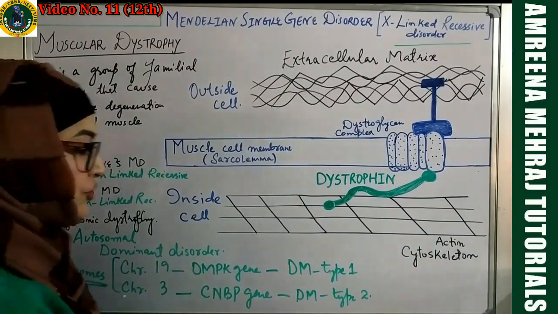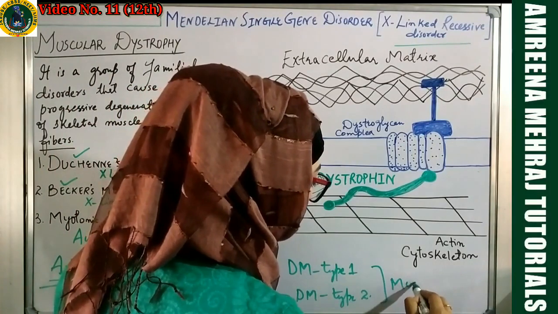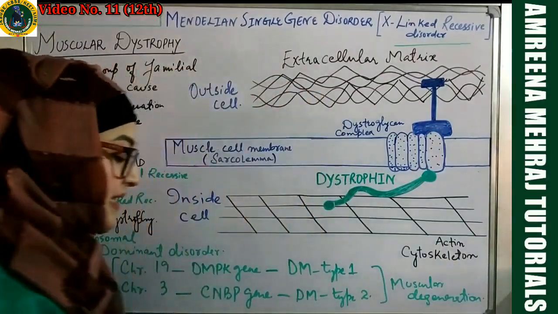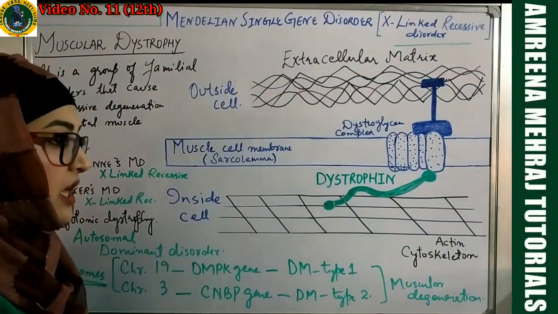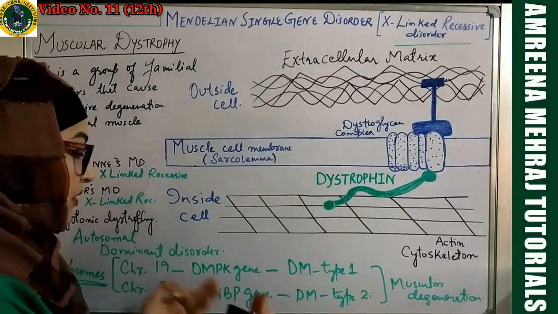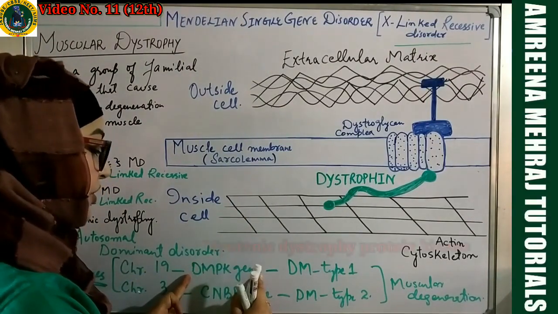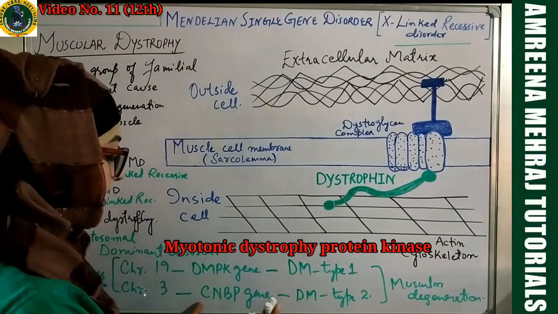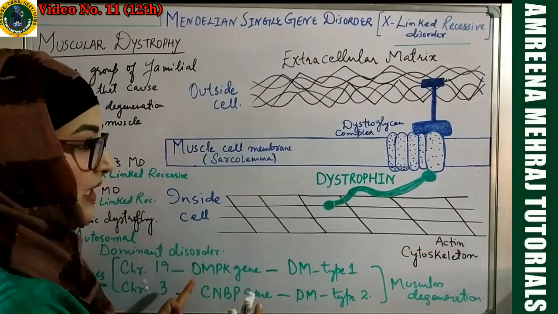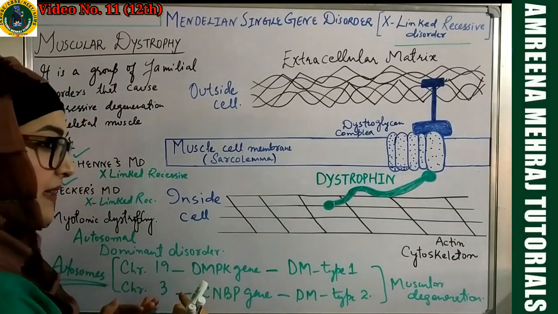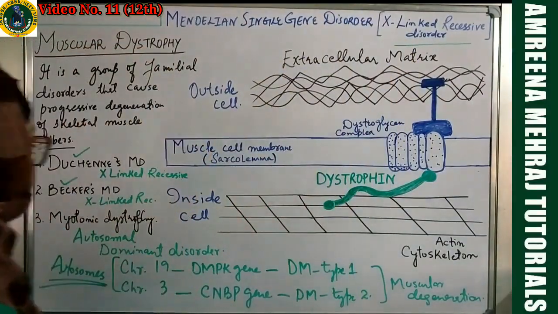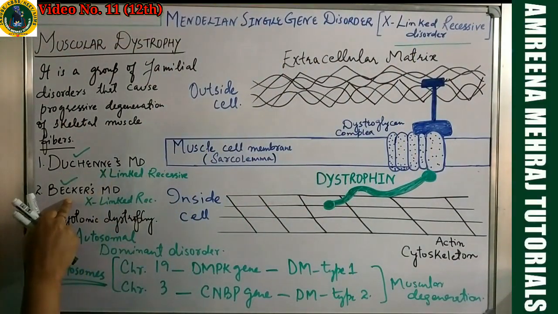In both of these myotonic dystrophies, there is muscular degeneration. Why is there muscular degeneration? Because 2 important defective proteins are formed, which must be normal, but because of the mutations to these 2 genes, in this case the myotonic dystrophy protein kinase is formed defective, and in this case the cellular nucleic acid binding protein is formed defective. Both of the defective proteins lead to the degeneration of the muscles. I'll give you details about those things at the end of my lecture, because this is an autosomal dominant disorder and we need to focus upon the X-linked disorders, that is Duchenne's muscular dystrophy and Becker's muscular dystrophy.